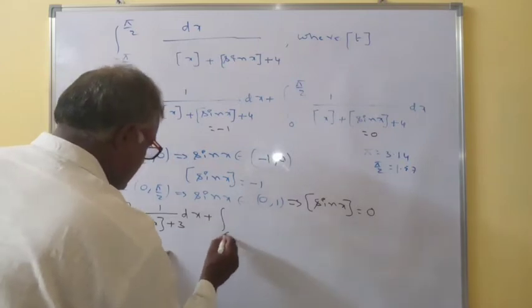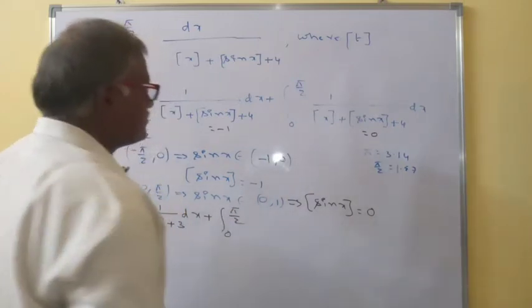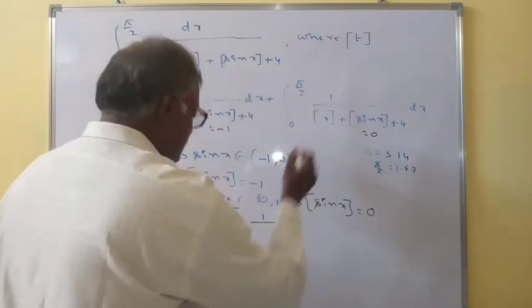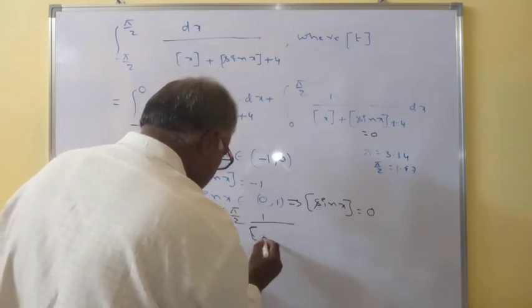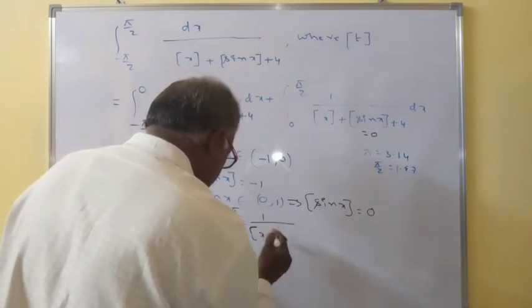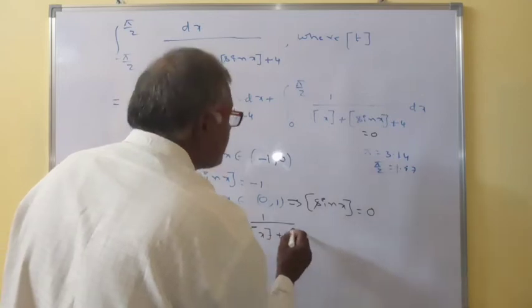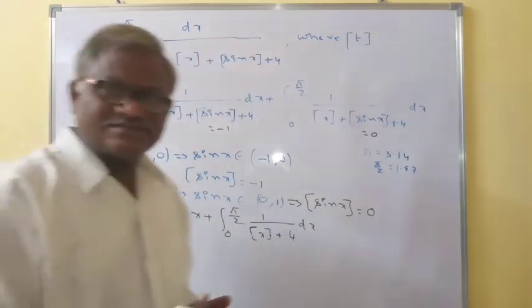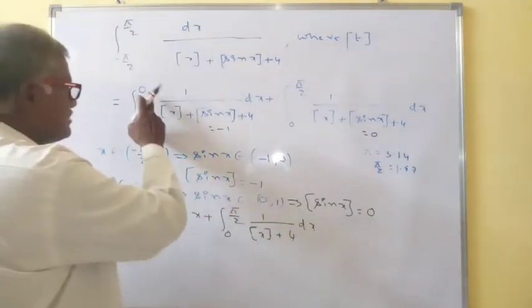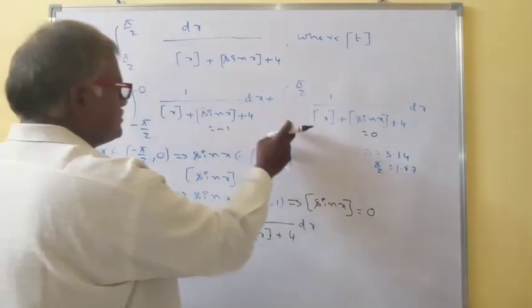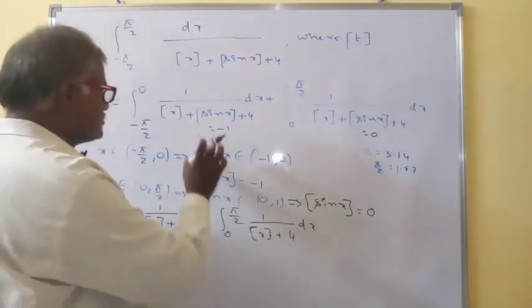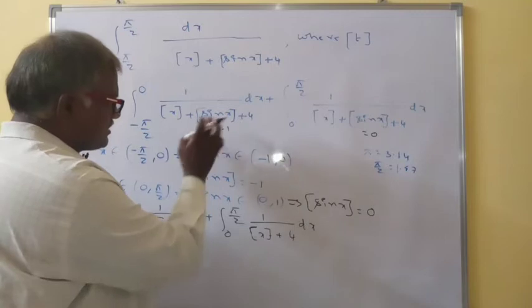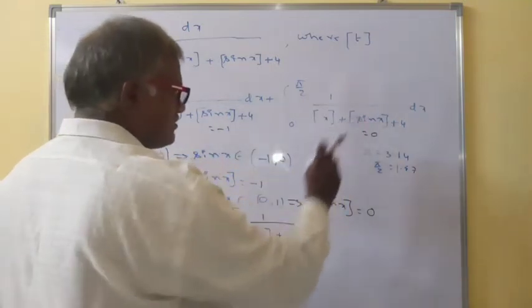Okay, next, 0 to pi by 2, here you see 1 by [x] plus [sin x] plus 4 dx. First we have to split into two intervals, so minus pi by 2 to 0 and 0 to pi by 2. In this particular interval, the trigonometric function value is nothing but minus 1, and in the other, this value is nothing but 0.